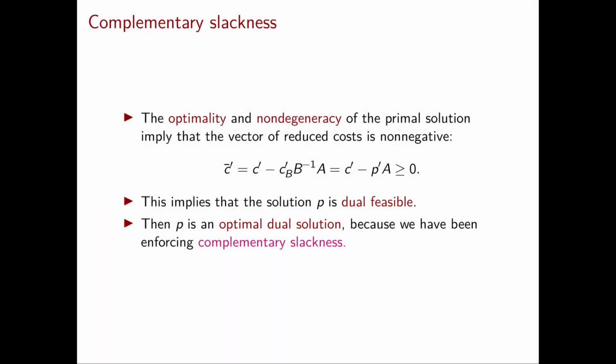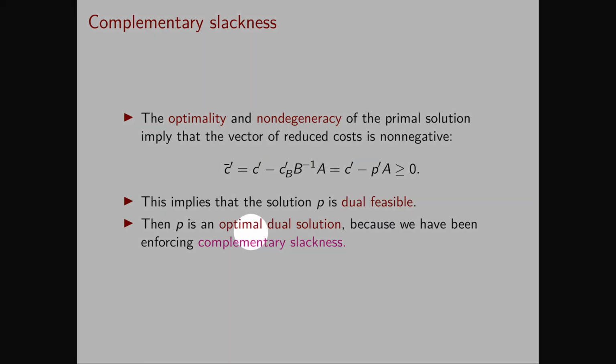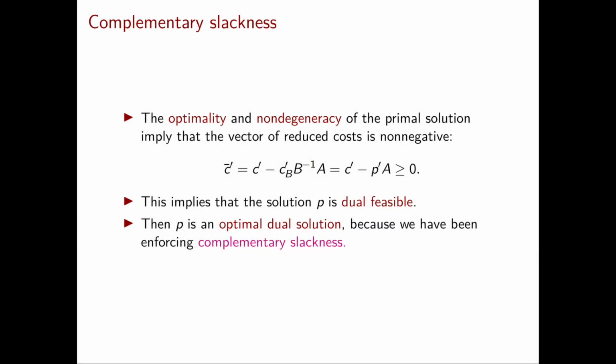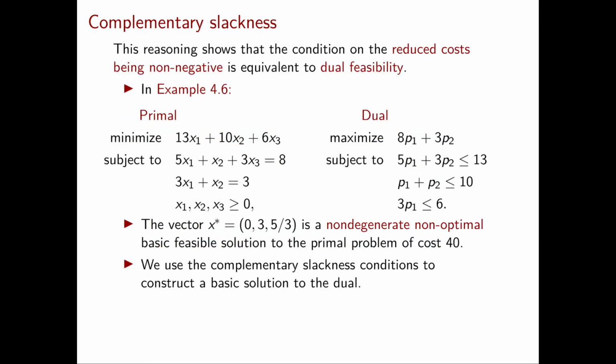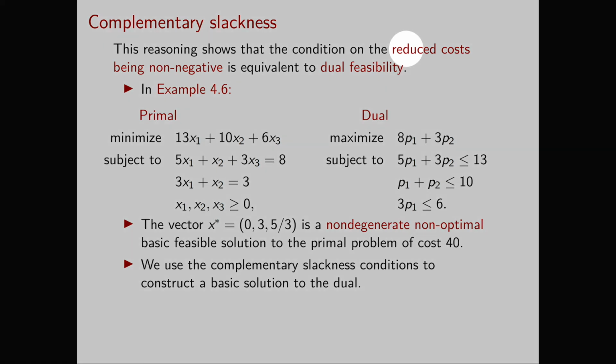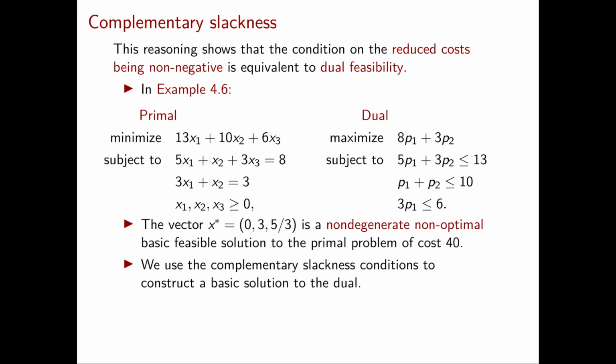At this point, we have not only shown that p is dual feasible, we have also shown that it's an optimal dual solution. In fact, we have been enforcing the complementary slackness conditions with the optimal solution to the primal. So we have now shown that the unique solution that we obtain using the complementary slackness conditions is also optimal for the dual. In fact, if we look closely at the proof that we've just seen, we can see that asking the reduced costs to be non-negative is equivalent to dual feasibility.